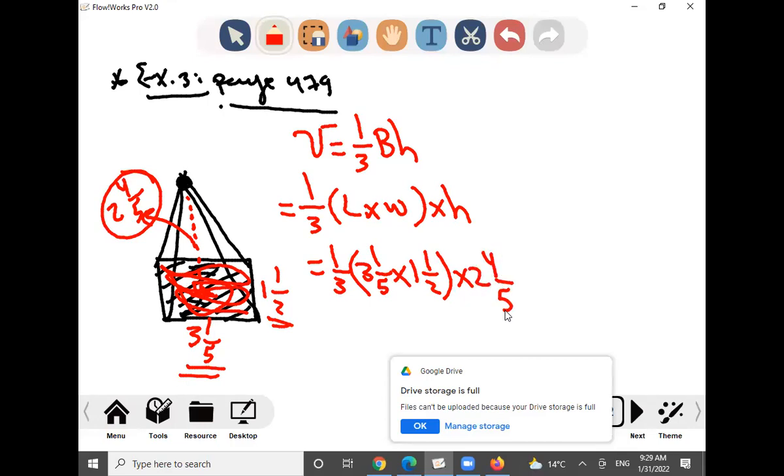Now these are mixed numbers and fractions. Turn them into fractions, multiply, divide, and find your answer. The answer will be 4 and 12 over 25. The unit is inches.